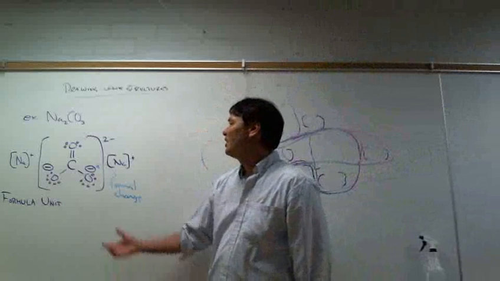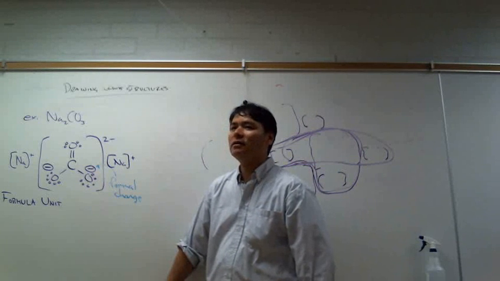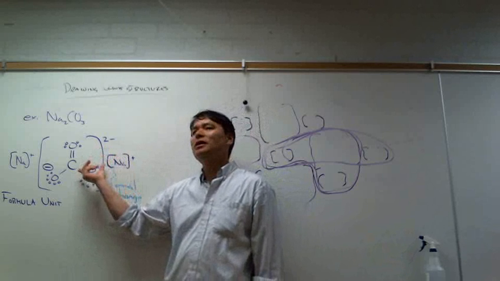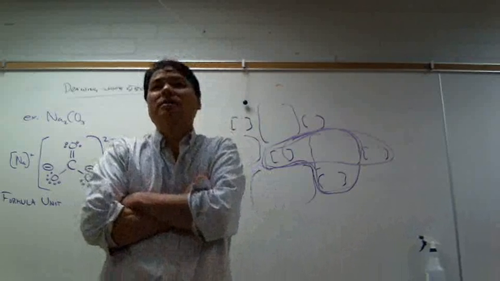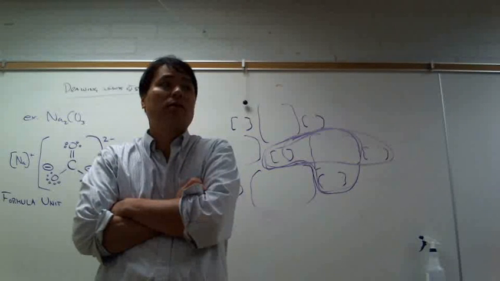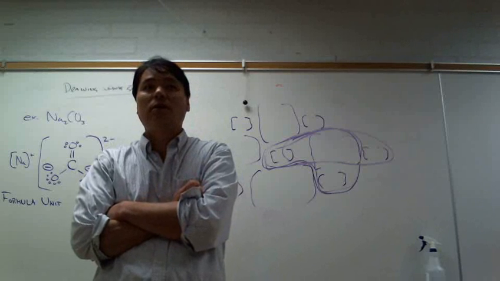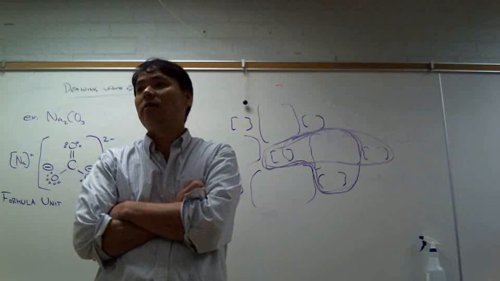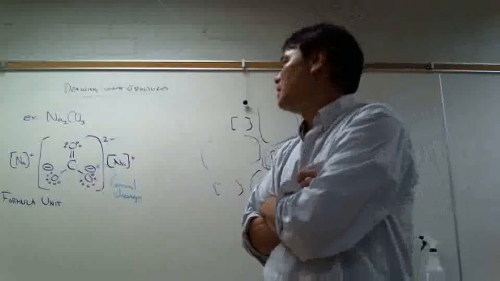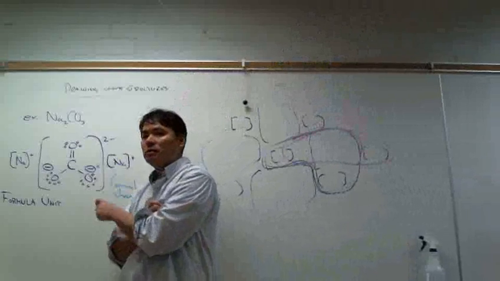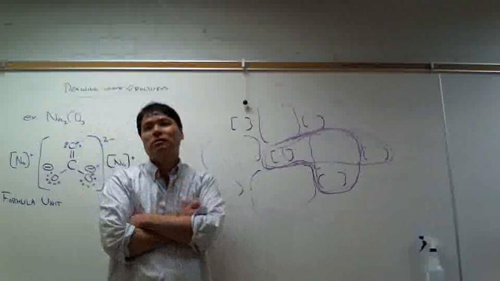And actually, consider sodium carbonate versus sodium oxide. Carbonate is a 2 minus, oxide is a 2 minus. Which one do you think would make a stronger lattice, sodium oxide or sodium carbonate? Sodium oxide for sure. Why? Oxide is a heck of a lot smaller than a carbonate, and you can pack them a lot tighter, a lot closer. So I'd expect the sodium oxide to have a much higher melting point than sodium carbonate, because when I melt this, I break the ionic bond and free up the ion. That's what happens.